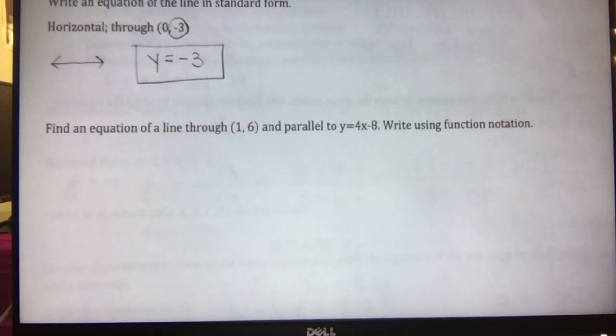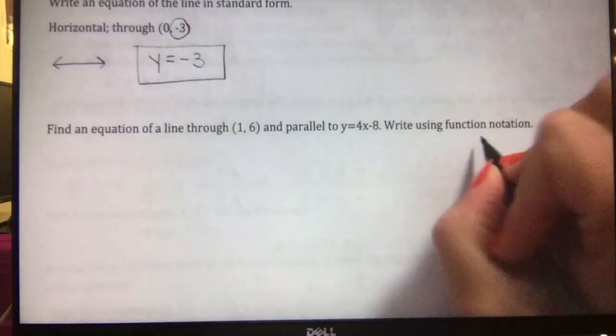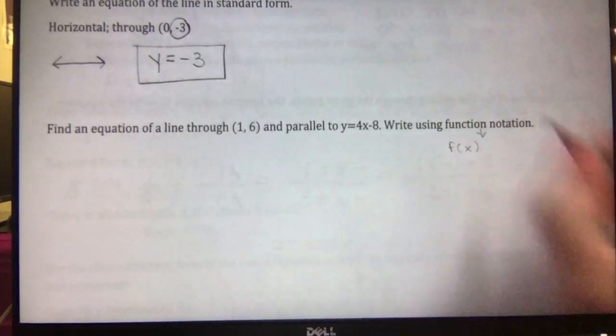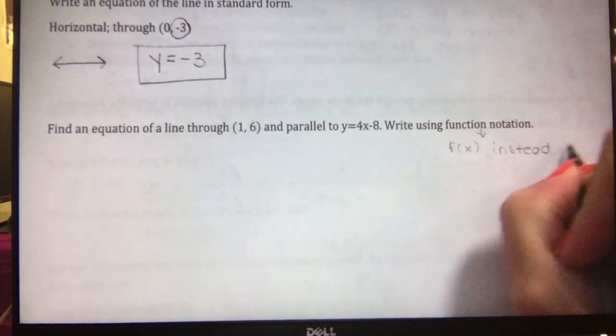Find the equation of the line through the point 1, 6, and is parallel to y equals 4x minus 8. We're going to write using function notation. So remember function notation, we're going to use f of x instead of y. Sorry, wrong problem. I was writing, but it was running down here. f of x instead of y.